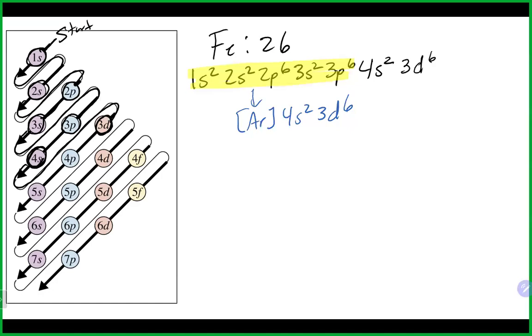Now, if you follow this chart here, and again, I showed you how you could make that, and just putting the numbers underneath it, you should be able to write any electron configuration you want.